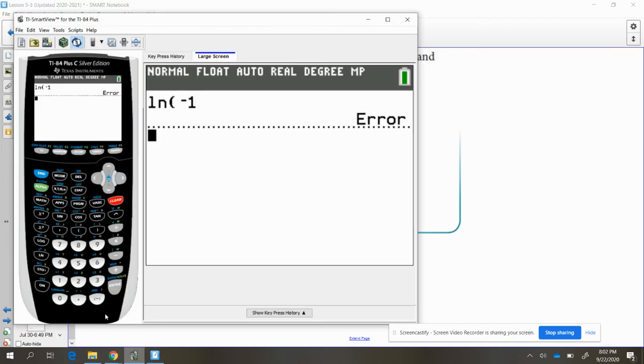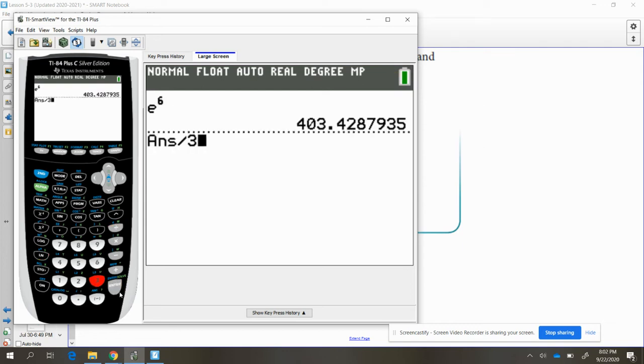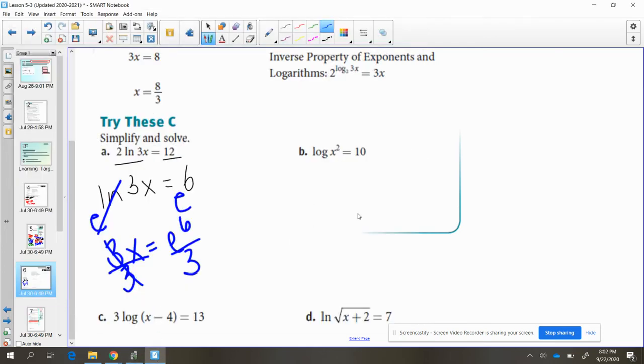Your calculator has an e to the something power by hitting second ln. So e to the 6 divided by 3. We end up with approximately 134.476.